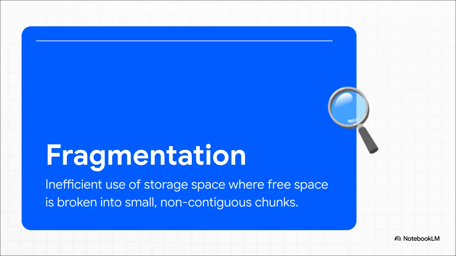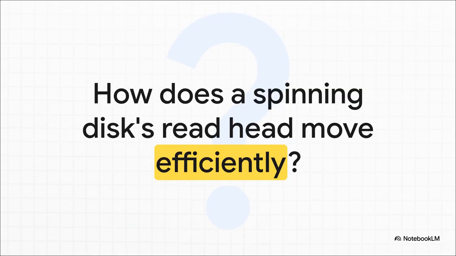When a file's data blocks are scattered all over the place, the physical read head on a hard drive has to jump around constantly just to piece it all together. This is super inefficient, and it slows everything way, way down. Which brings us to the big performance problem.